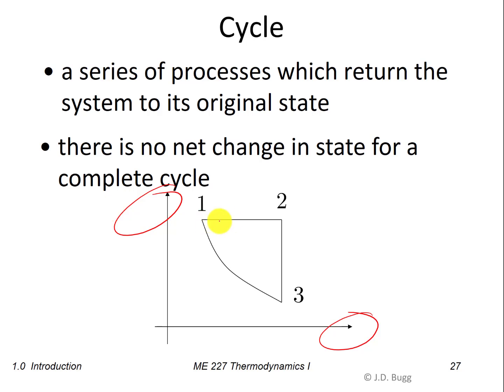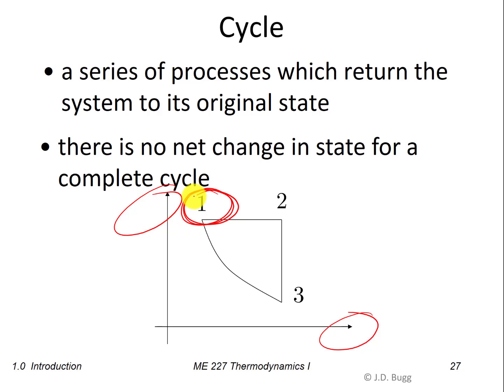So process 1 to 2, 2 to 3, and then finally 3 to 1. So the key thing about a cycle is it's a series of processes. It doesn't have to be 3. There could be 4, 5, 6. Doesn't matter how many processes there are. But the key thing is it returns back to where it started.